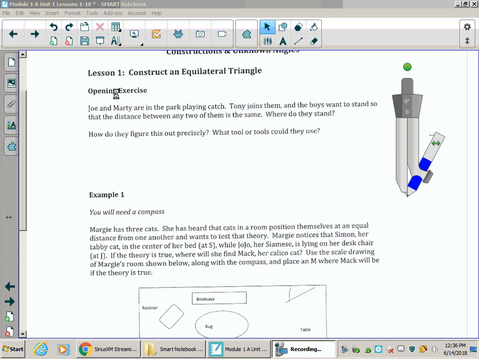Alright, this is the Lesson 1, Module 1 video, and in this video we're talking about constructing an equilateral triangle. In the opening exercise, we have two people playing catch, and a third person joins them, and they all want to stand so the distance between any two of them happens to be the same.